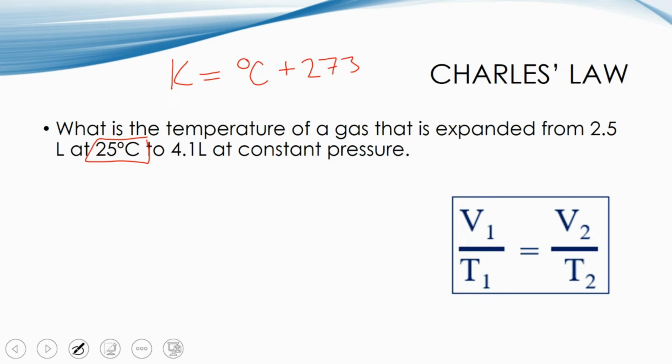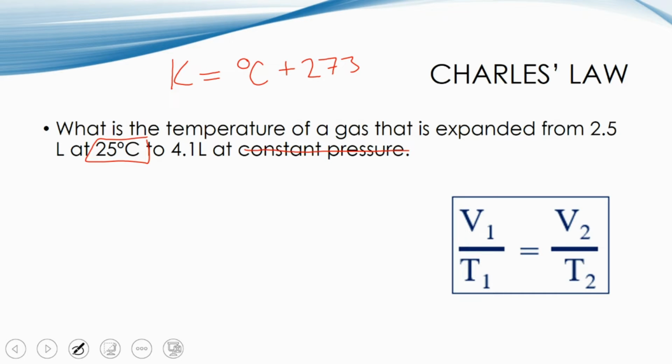So let's go ahead and read the question. It says, what is the temperature of a gas that is expanded from 2.5 liters at 25 degrees Celsius to 4.1 liters at constant pressure? Now here this problem is telling us that it's constant pressure, but it's not needed for that to be stated because we know that Charles's Law, regardless, has constant pressure. So that's additional information we don't really need.